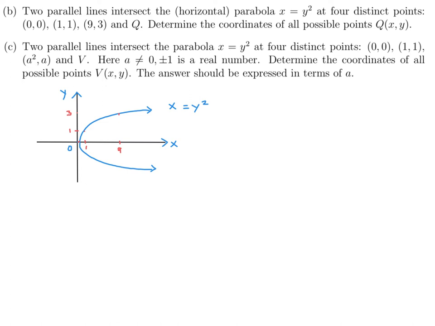Okay, so let's first draw the parallel lines. The first line, obviously, would be between those two points. And then the next parallel line would be through (9, 3), and it's got to be parallel, so something like this. That's good enough. So this point down here is my Q, and they're asking what are the possible coordinates for Q.